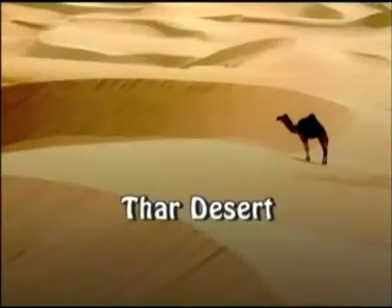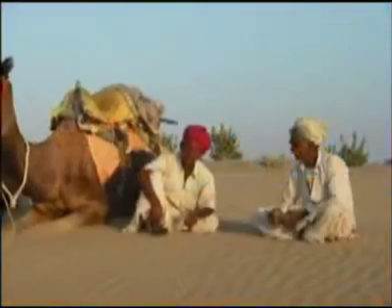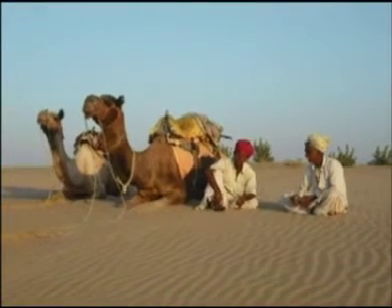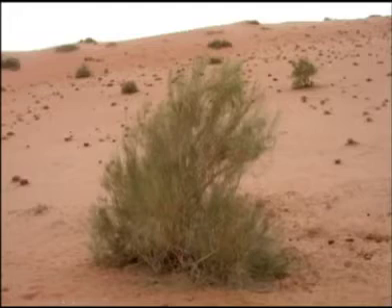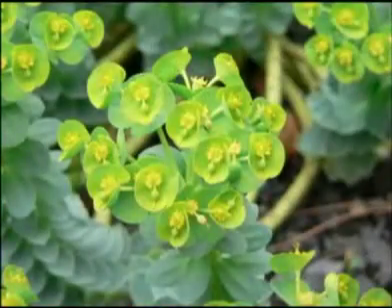Thar Desert. It is located in Rajasthan, India and popularly known as Indian Desert. Sand dunes are the common feature. Common plants are haloxylon, Euphorbia caducifolia and Aristida.